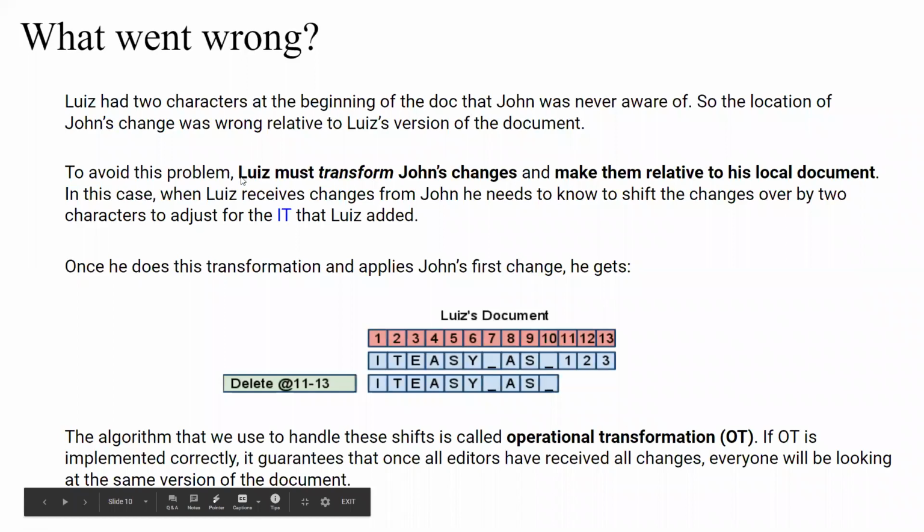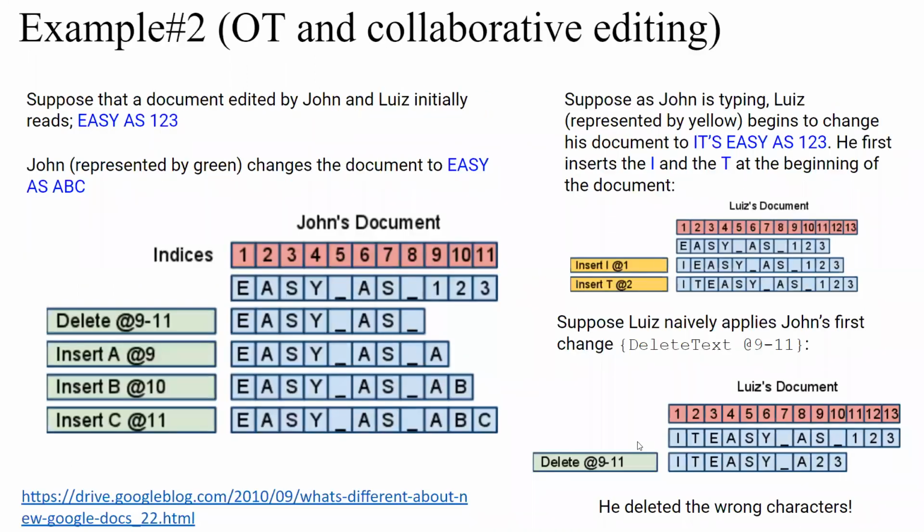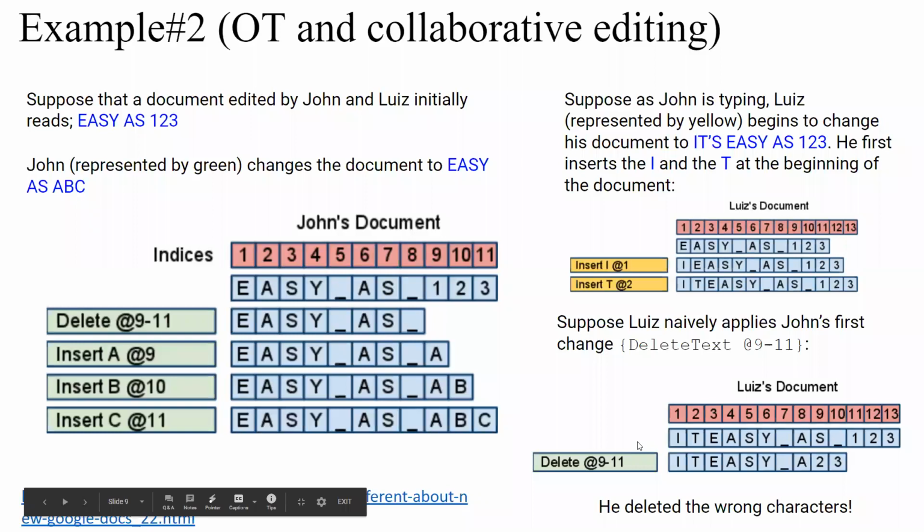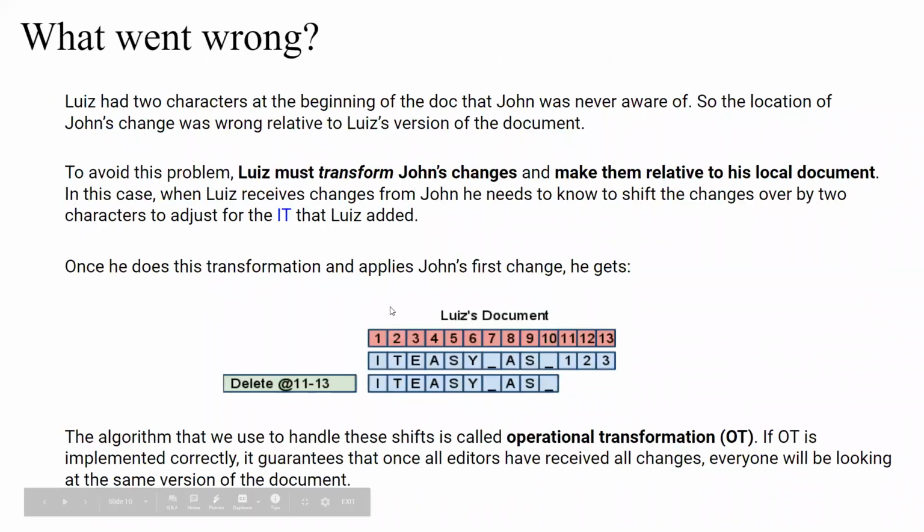So what this technique will do is, it will look at this change, which was delete 9 to 11. And because it can see that I added 2 characters in the front, I have to shift them, right? So this is happening at the server. Then this changed operation will be sent to Lewis instead of 9 to 11.